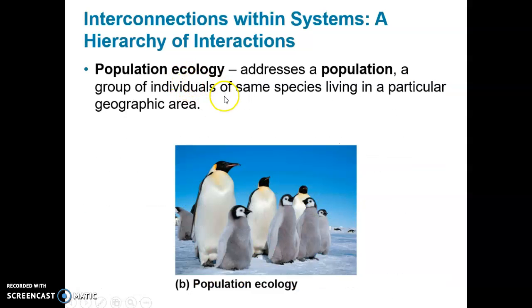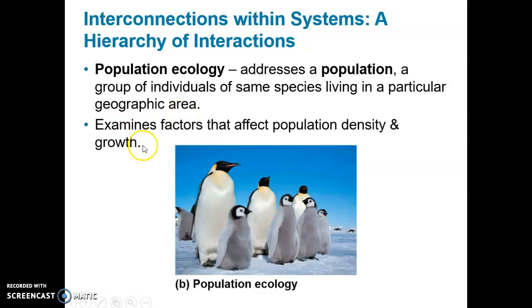Okay, moving up to population ecology. This involves a population, a group of individuals of the same species living in a particular area. So population ecology examines factors that affect population density, population growth, those sorts of things. If the penguins become too dense in numbers, they start to have problems because maybe the food supply gets overeaten. Food becomes limiting. The space they need to mate and reproduce and raise their young becomes crowded. Disease starts to go up. So density is important. And then there's population growth.